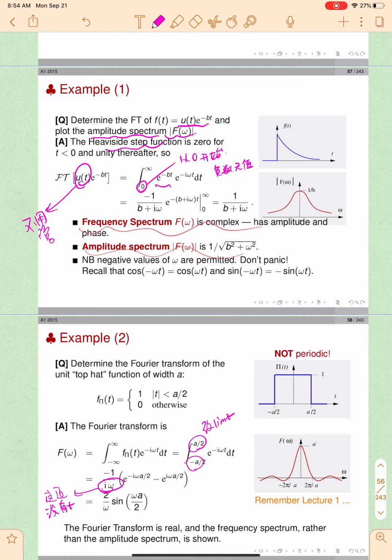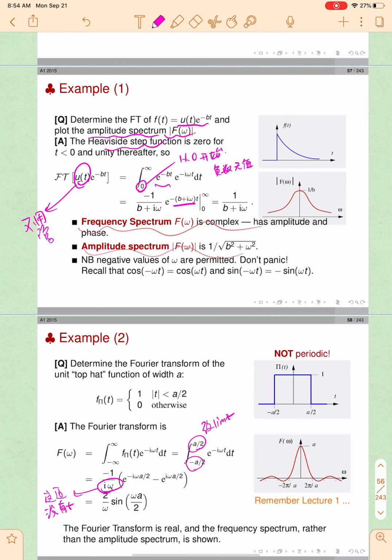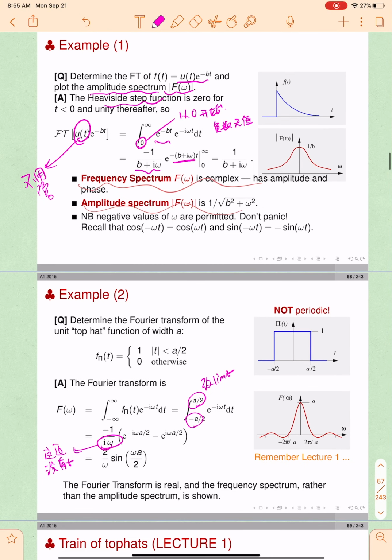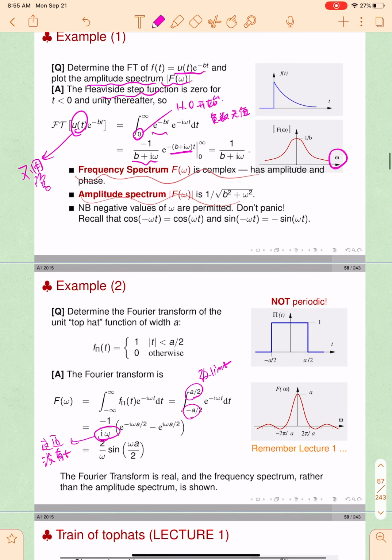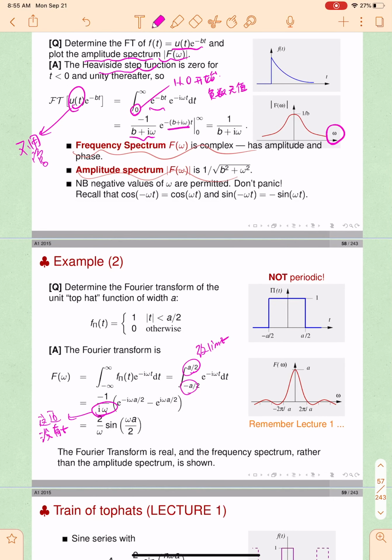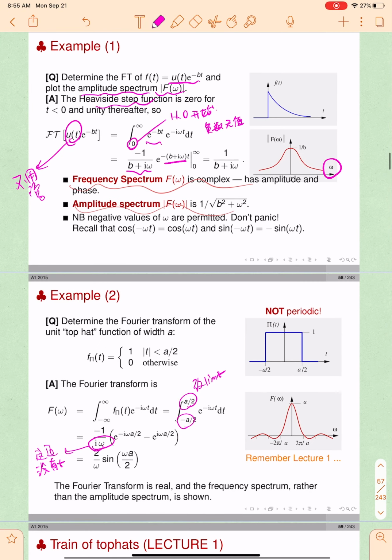So you have e to the minus bt times e to the minus i omega t, then you integrate it, then you divide by the denominator, then you fill in the values and can get that. And when you plot it with omega as the x-axis, it will look like this. So there are two spectra, the frequency spectrum and the amplitude spectrum, where it has the amplitude or modulus sign there.